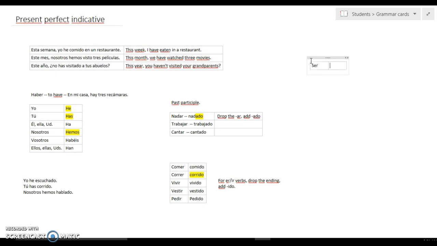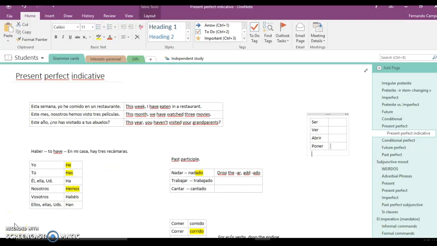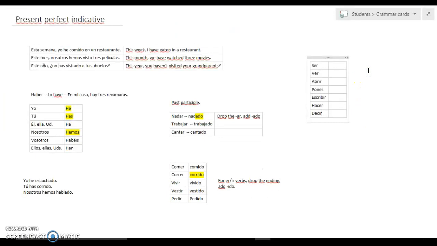Ser, let's see, ver, abrir, poner, escribir, hacer, decir. There's several more. You're going to put these in your grammar folder, and you're also going to practice these on Memrise. So just remember that there's several more. These aren't all of them. But this just gives you an idea of how many irregulars there are.